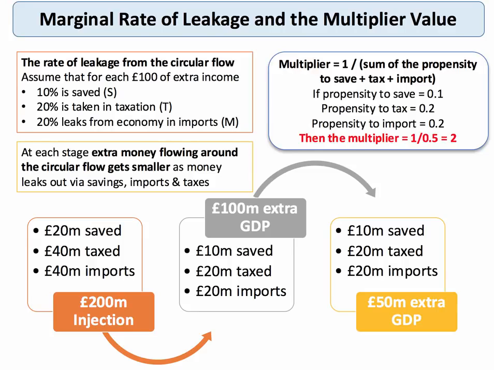Why is the multiplier 2? Because the multiplier is 1 divided by the sum of the leakages. And our leakages sum to 0.5. See the top corner of the slide here? So 1 divided by 0.5 gives a coefficient of 2.